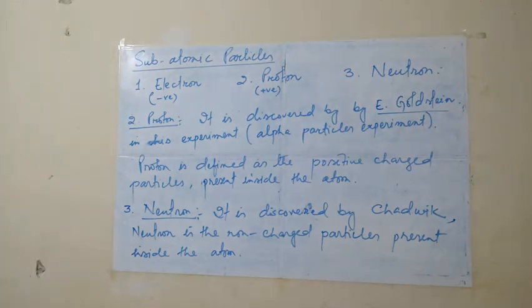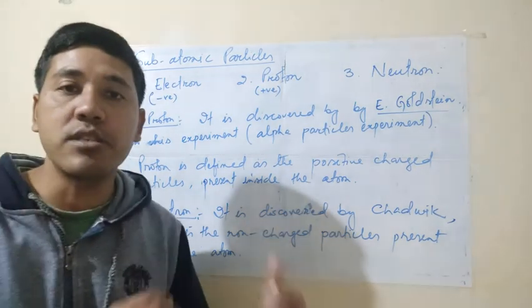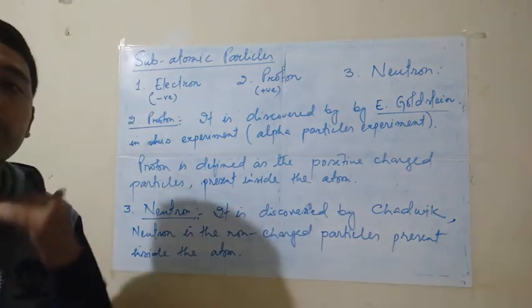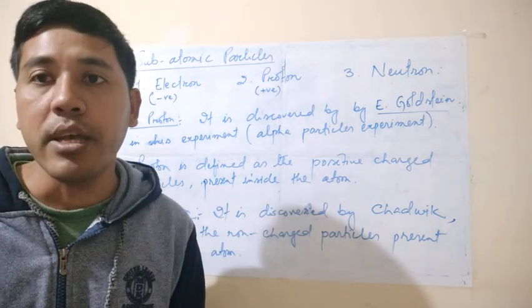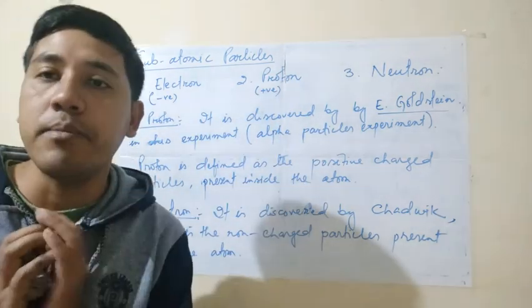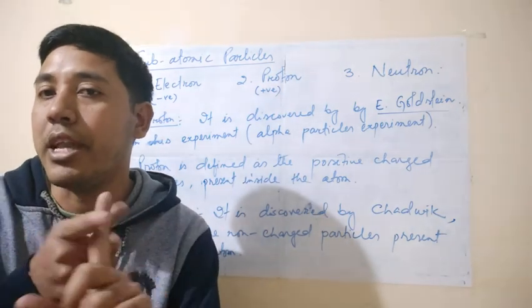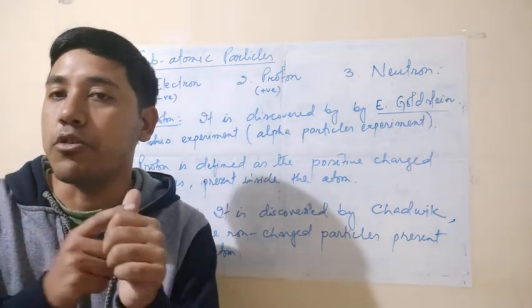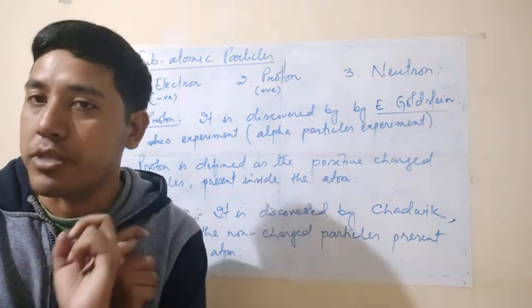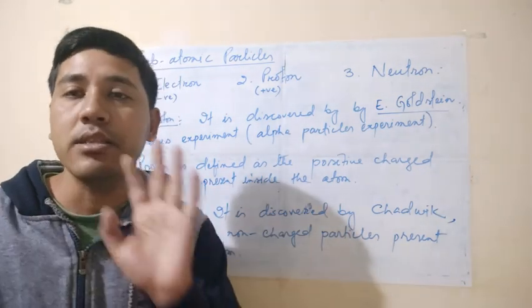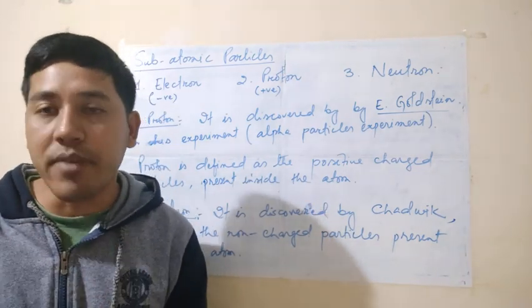Let's copy down this one. Done. This is the first video. If you have any doubt or confusion, please send a message to the WhatsApp group and I will clear your doubt. In this portion you need to remember the three subatomic particles: proton, electron and neutron. Proton possesses positive charge, electron possesses negative charge, and the neutron does not possess any charge.